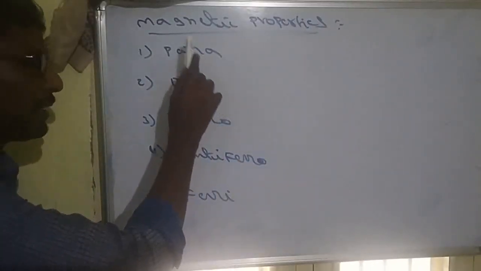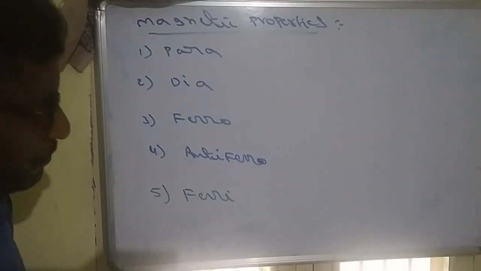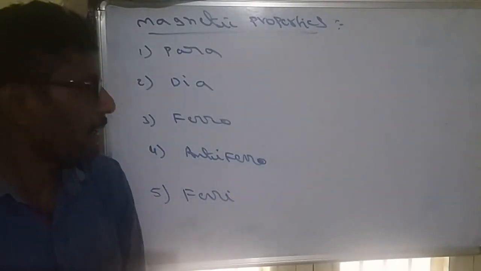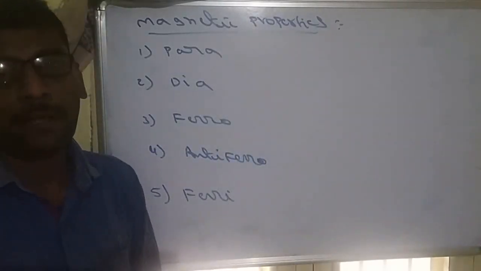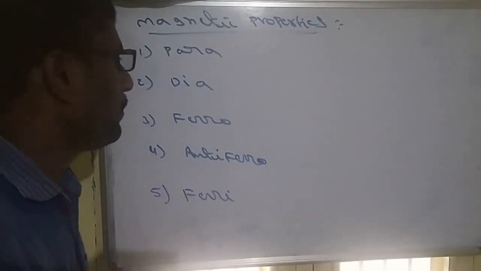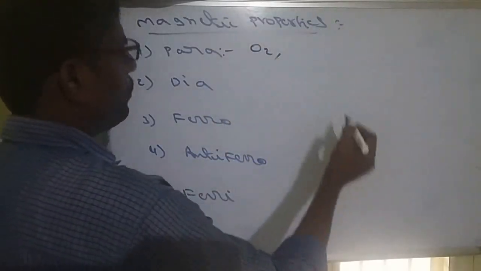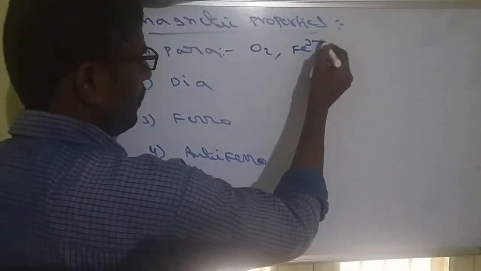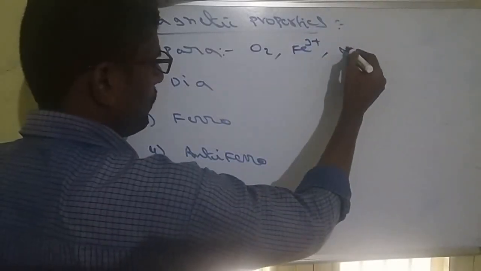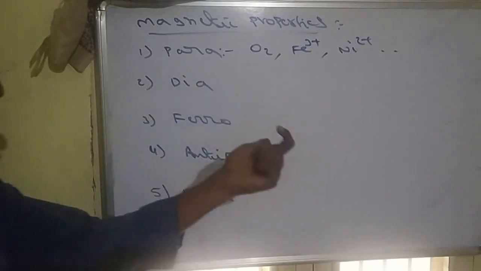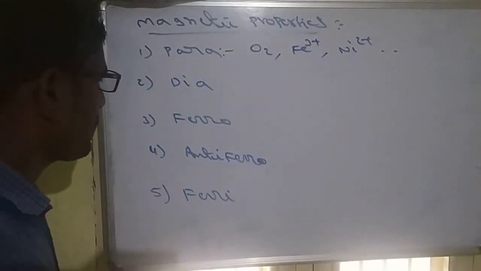So what does paramagnetic mean? The substances which are weakly attracted by magnetic field are called paramagnetic due to presence of unpaired electrons. Examples are O2 molecule, Fe3+, Ni2+, etc. So any substance in which unpaired electrons are present is called a paramagnetic substance.